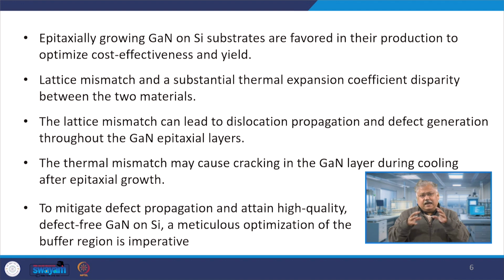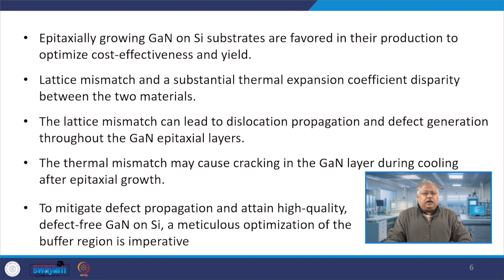Now, because of this heavy lattice mismatch, there might be heavy dislocation of the material itself. There might be defect generation throughout the gallium nitride epitaxial layer. There might also be, as I discussed with you, thermal mismatch, which may cause cracking in gallium nitride. Cracking is effectively a crack in gallium nitride during the cooling after the epitaxial process. This thermal mismatch typically happens when you don't properly have a buffer layer attached between the two active layers, such that the thermal expansion coefficients are not abruptly changing, but they are changing very slowly.